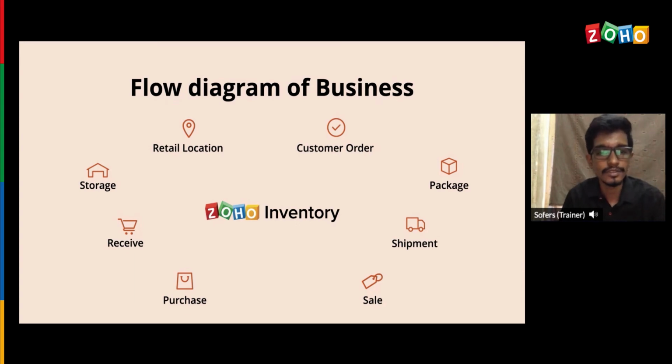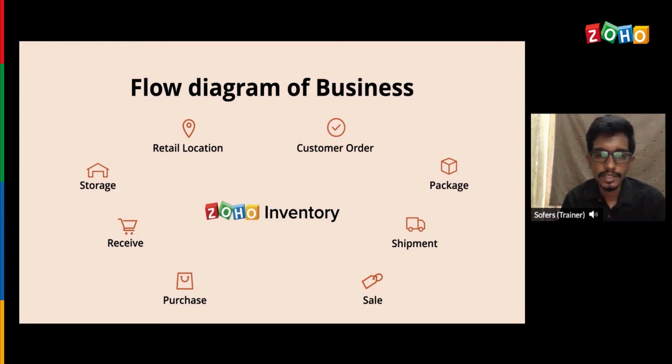So her physical store might be in Dubai, and her storage location might be in South Africa. She might receive the products in a warehouse, and then she can move them into her retail brick and mortar store. So she can move it to her retail store location with the help of transfer orders.